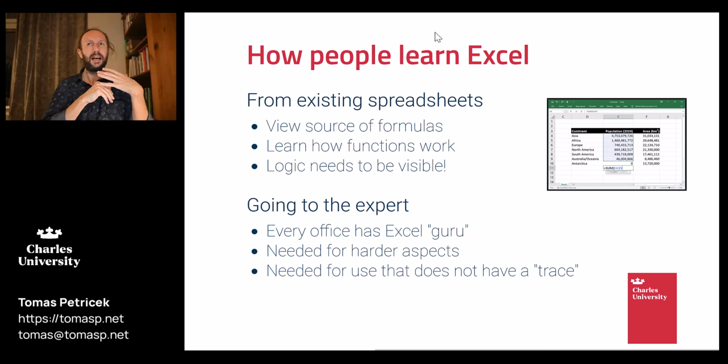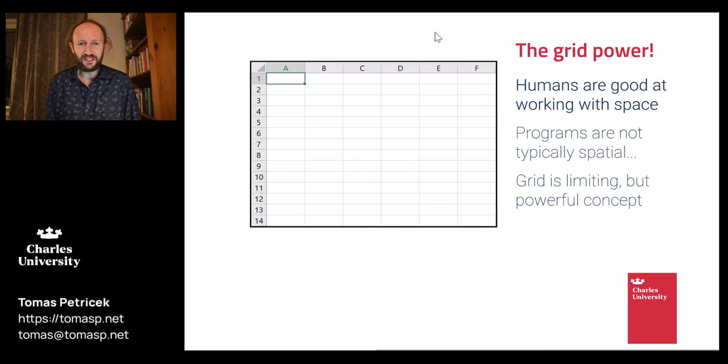And one of the very visible aspects of spreadsheets that is interesting is that it all exists in this grid. And this relies on the fact that humans are very good at working with space. In some of the earlier talks, I mentioned the Boxer project, and that's again a system that tries to leverage space. Normally programming is not something that you do in a spatial environment, and spreadsheets take a different approach. They really have this grid where you have to do all your programming.